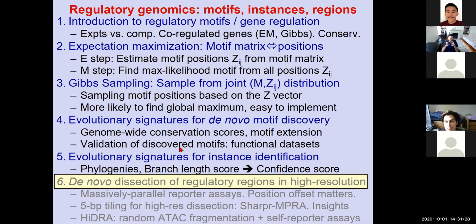Again, this is the generative model that has many instances across the genome. And how do we use evolutionary signatures for discovering individual motif instances and using the phylogeny of the species that are connected to infer the branch length score, and then translating this branch length score into a confidence score using these control motifs, and what branch length score distribution do we expect for those control motifs.